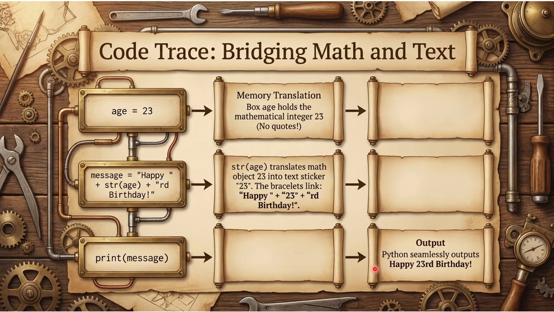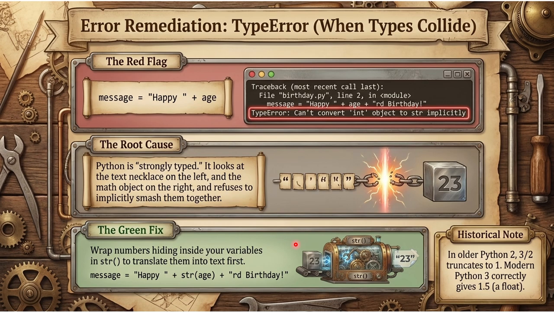Python seamlessly outputs what it outputs, happy 23rd birthday. Okay, now let's move on to this one. So here is what I told you. If you directly try to do "happy", which is a string, and age, which was a number variable, it will throw this error: can't convert int object to string implicitly. It cannot do it on its own. You have to specifically mention str of age, then only it can do that.